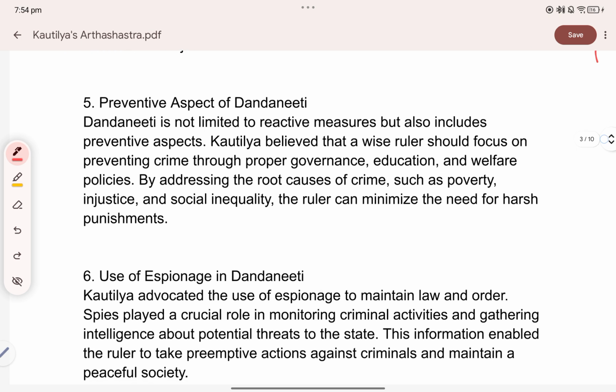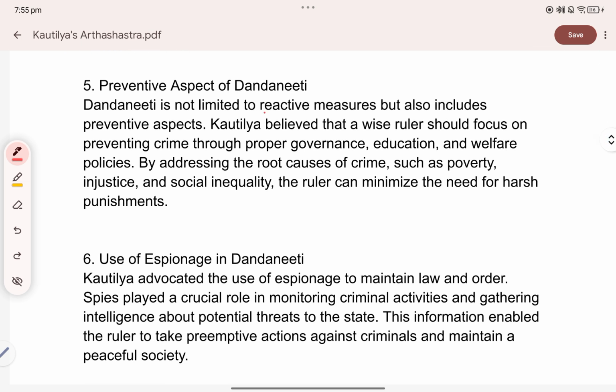the next point is preventive aspects of Dandaniti. Dandaniti is not limited to reactive measures but also includes preventive measures. Meaning, Kautilya was so wise a ruler that he believed we should not just punish crime but prevent it through proper governance. It's not that we punish after a murder happens; the murder should be stopped before it happens. So he focused on preventing crime through proper governance, education as well as welfare policy. Whatever kingdom fell under him, he provided common citizens with education, and welfare policies were implemented. Okay.